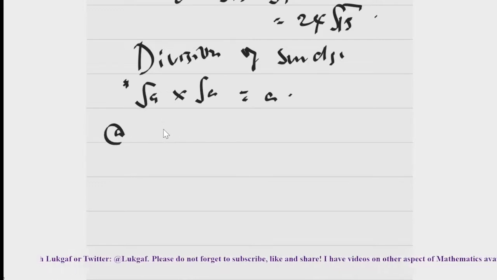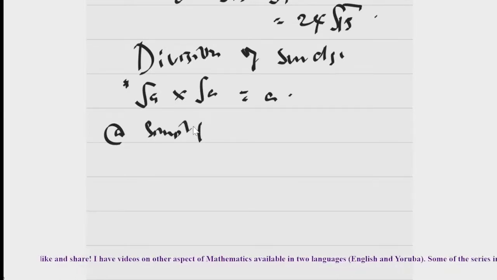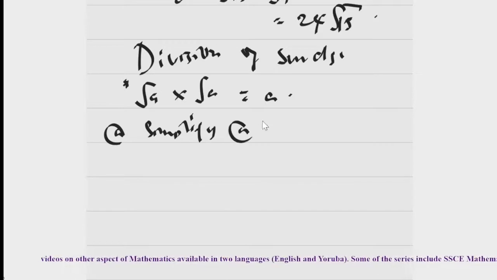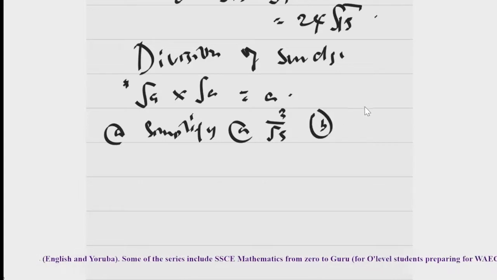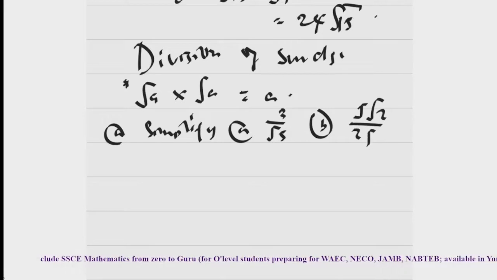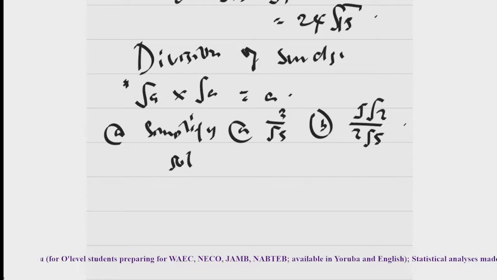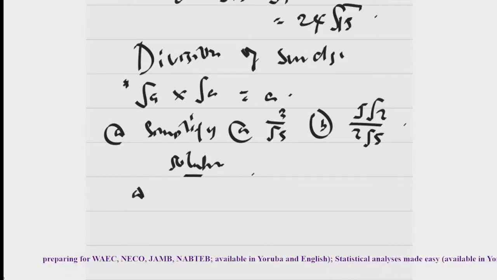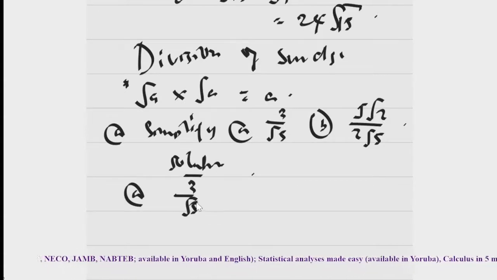Example: the question says simplify number 1, 3 divided by root 5, and number 2, 3 root 2 divided by 2 root 5. So that is not difficult to do. Solution. Number 1, I have 3 over root 5.